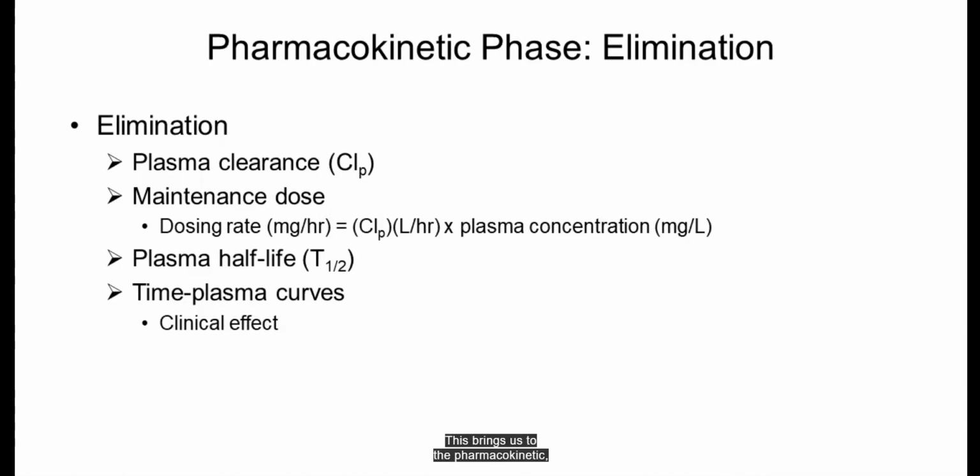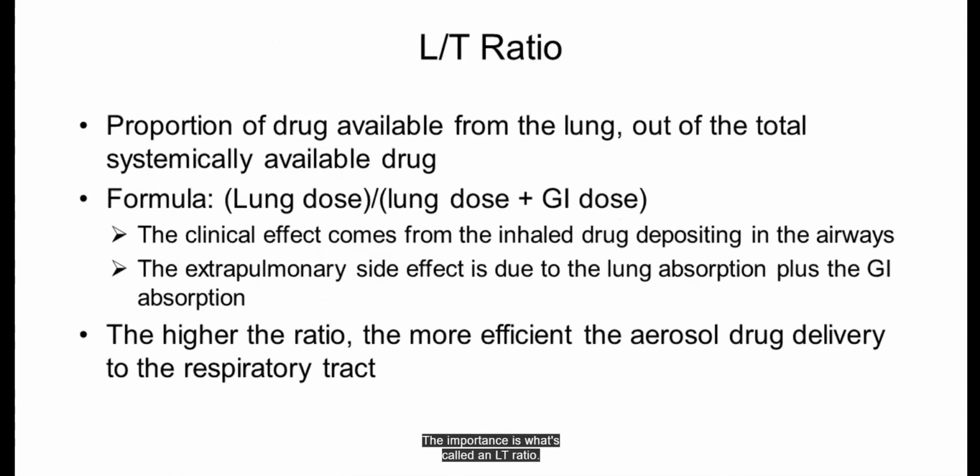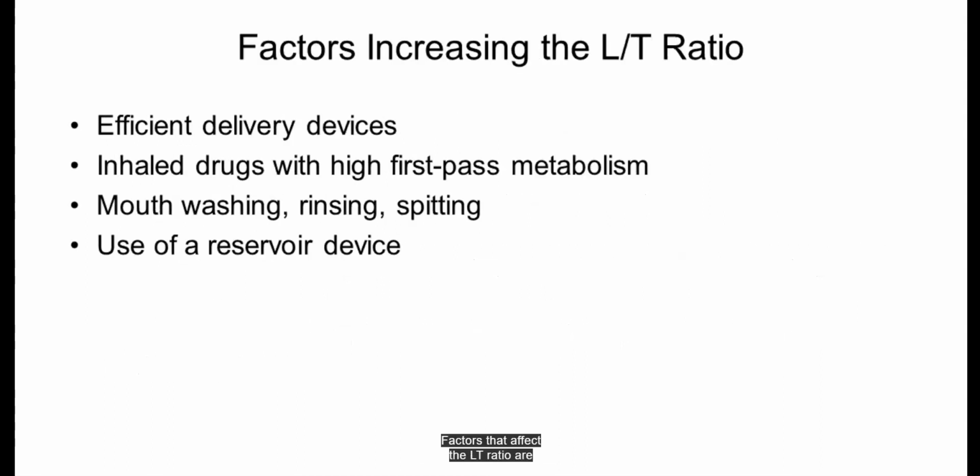This brings us to the pharmacokinetics of inhaled aerosol drugs. Of importance is what's called an LT ratio. It is defined as the total availability of a drug to the lungs versus the availability of the drug to the systemic system. The higher the LT ratio, the more efficient the drug is at targeting the lungs and the fewer side effects the patient will experience. Factors that affect the LT ratio are efficient delivery devices, mouthwashing, rinsing and spitting after aerosol delivery, and the use of reservoir devices such as spacers and holding chambers.